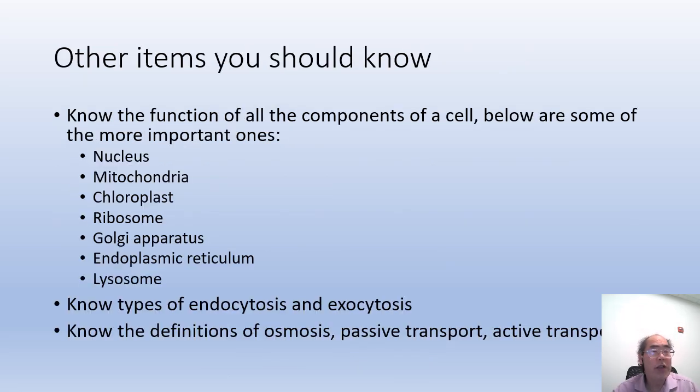And here are some other items that you should know. Know the function of all the components of a cell. Here are some of the more important components: the nucleus, mitochondria, chloroplasts, ribosomes, Golgi apparatus, endoplasmic reticulum, and lysosomes. Know the types of endocytosis and exocytosis, and know the definitions of osmosis, passive transport, and active transport.